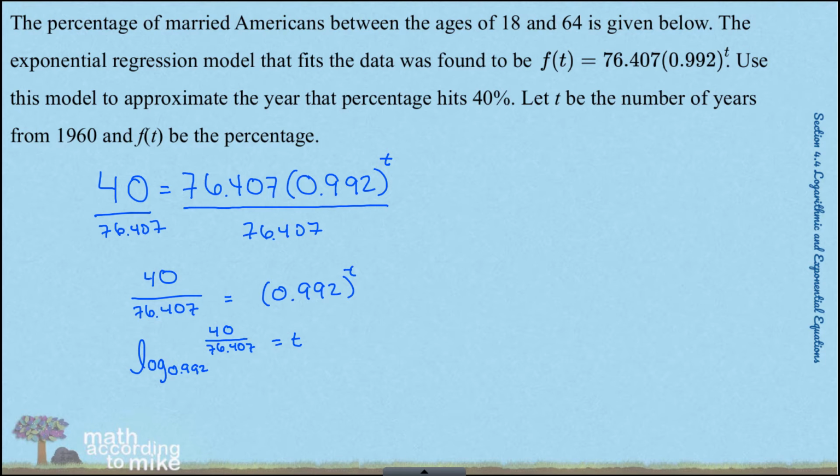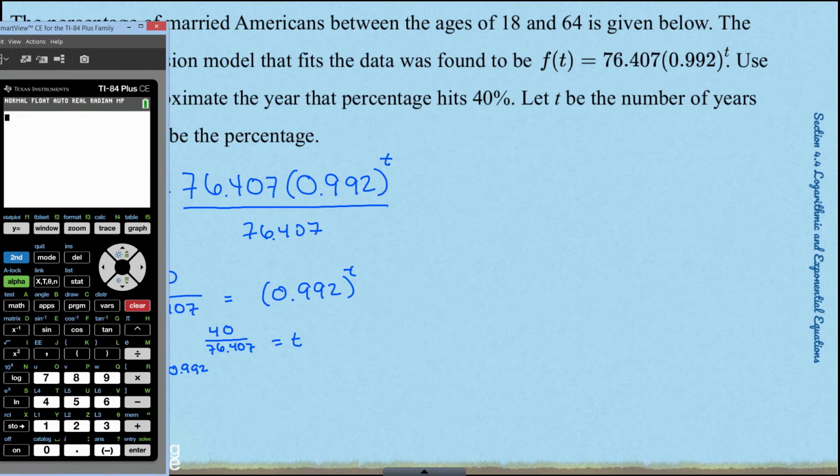Now that is an exact value for the purposes of our problem, but we want to get an approximation. If you told someone, oh yeah, in log base 0.992 of 40 over 76.407 years is when the percent of married adults will hit 40%, they will look at you weird, despite the fact that that's a crazy sentence to begin with.